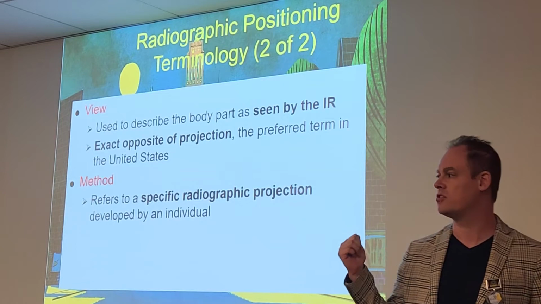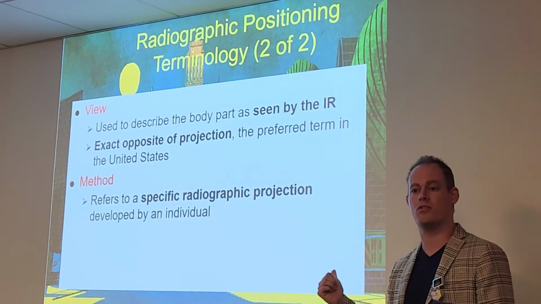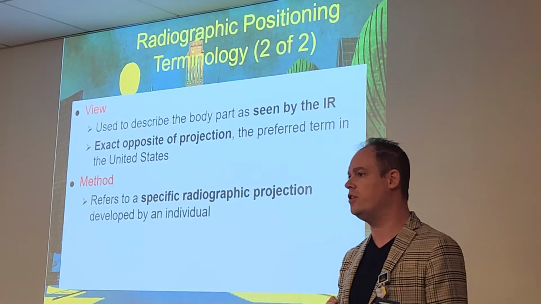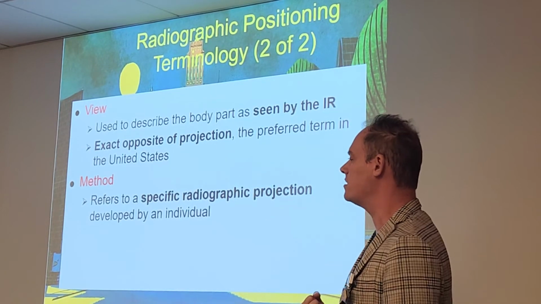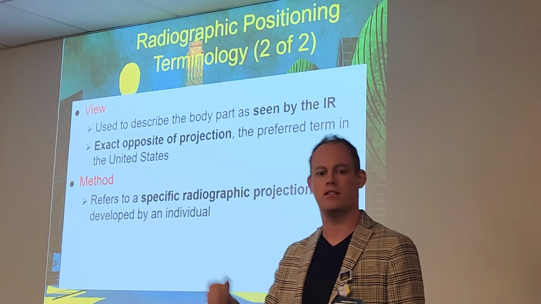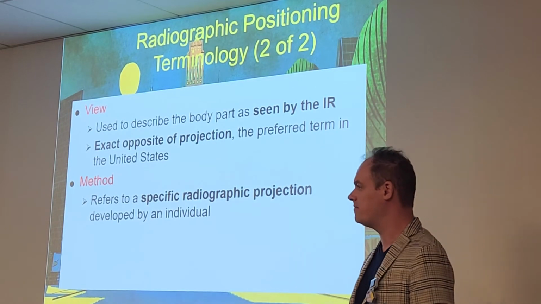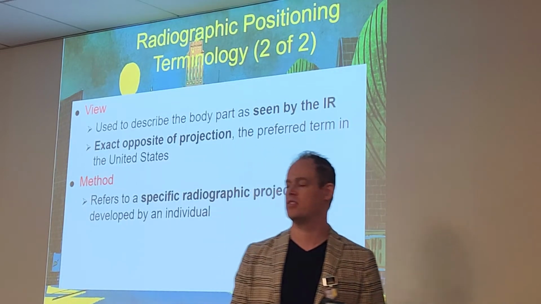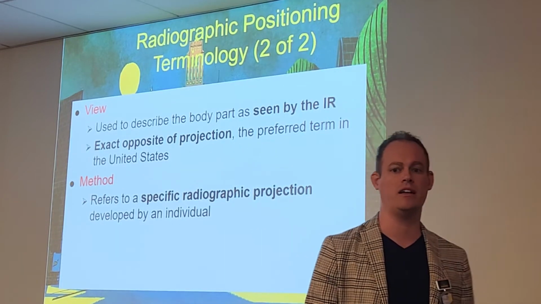It's not used to describe a position. It's not used to describe a projection, but you'll hear texts using that incorrectly. So what is view? What is the part I'm actually visualizing? What am I looking at? It's a view of a hand, a view of a head, a view of a chest, and so forth. And then method is going to be a specific radiographic projection developed by an individual.